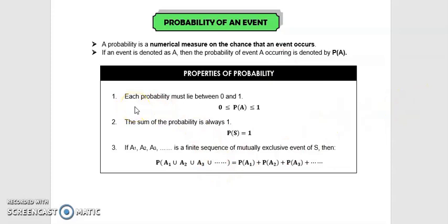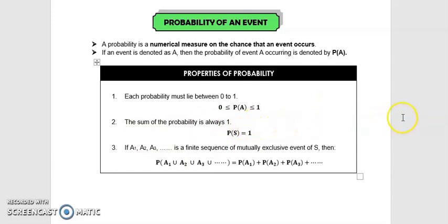Okay, now look at properties of probability. So when we calculate a probability, the value must lie between 0 and 1. So for example here, probability of A can be greater than 0, but less than or equal to 1, okay? So meaning to say that when you calculate probability, your answer cannot be more than 1 and your answer also cannot be negative.